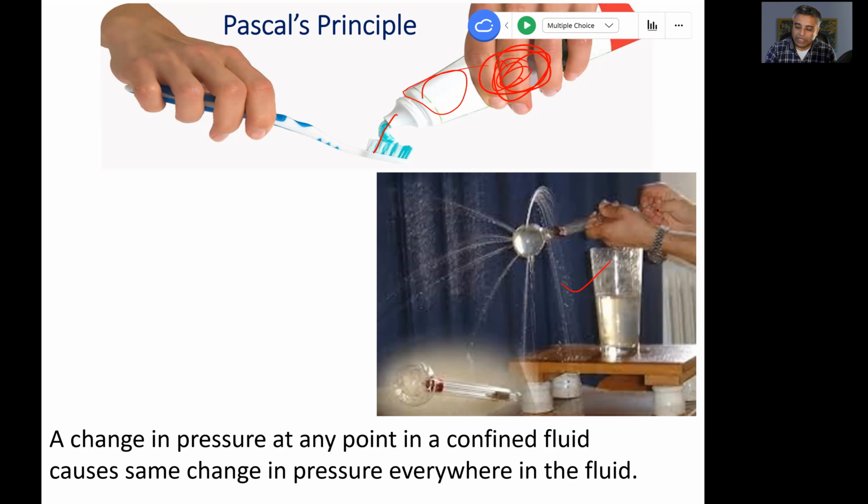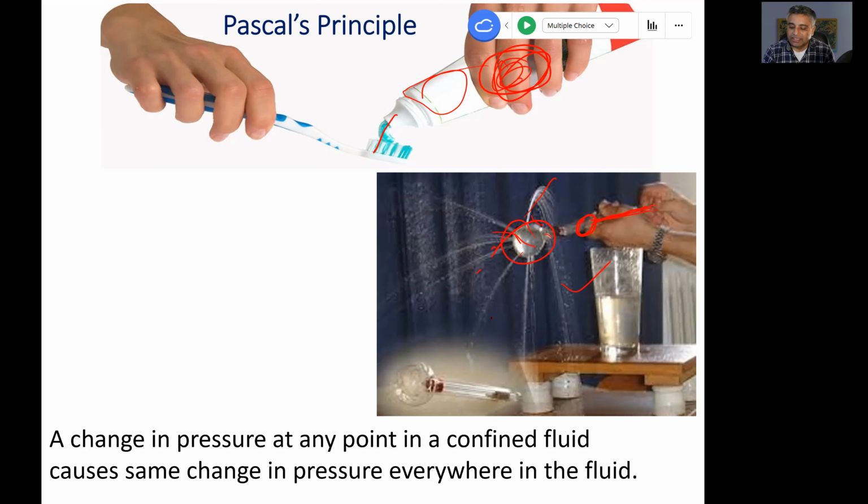But anyway, when you are applying force here over this area of the piston, for example, what happens? This water is coming out from all directions. So there are small holes in this glass flask, okay? So when you push, what happens? The water is coming out equally from all directions, from all holes.